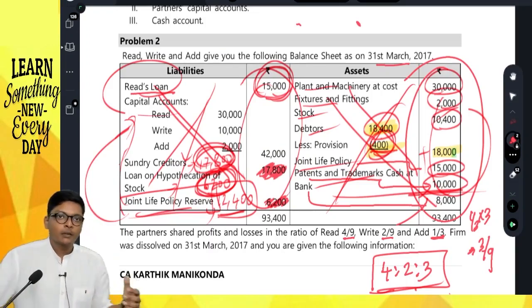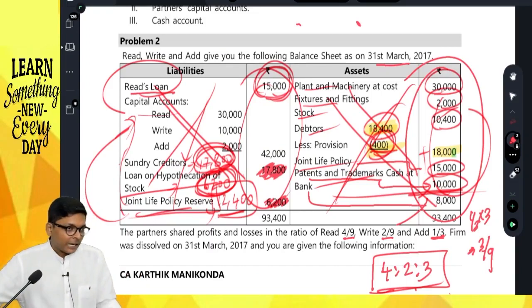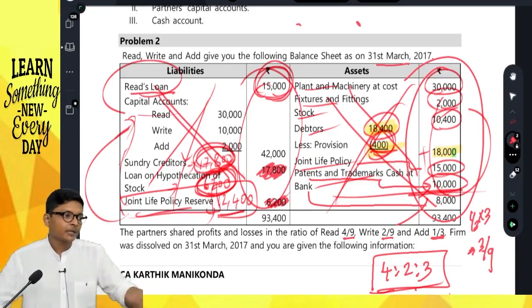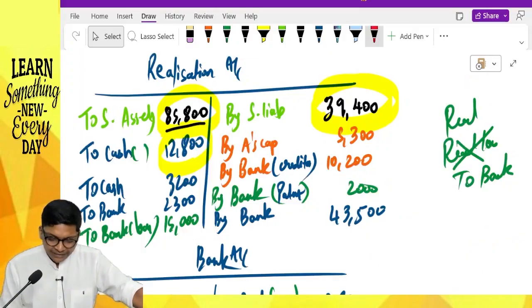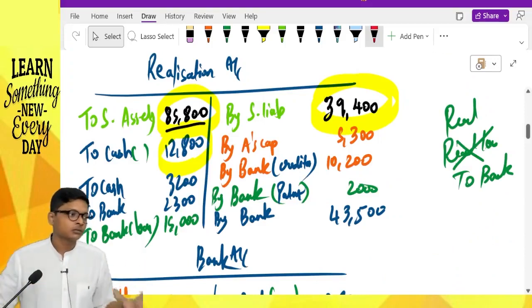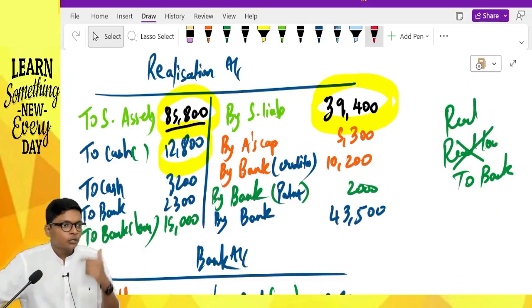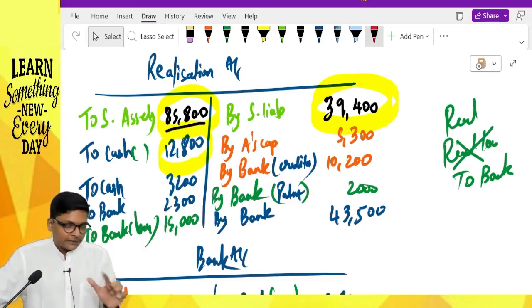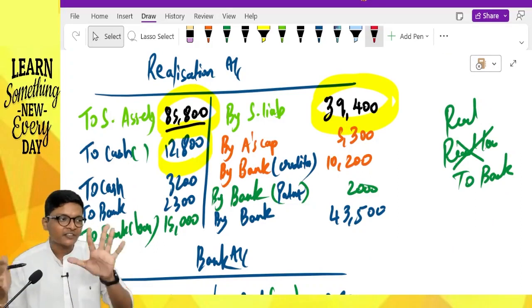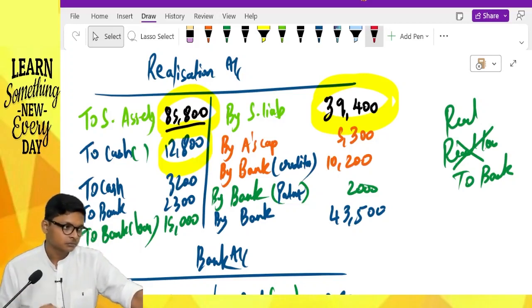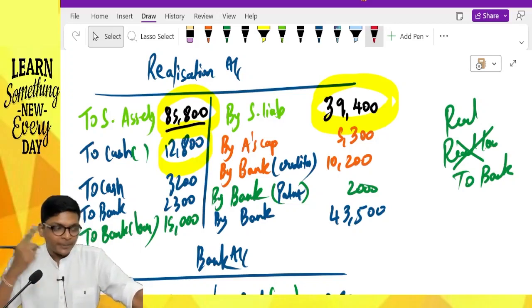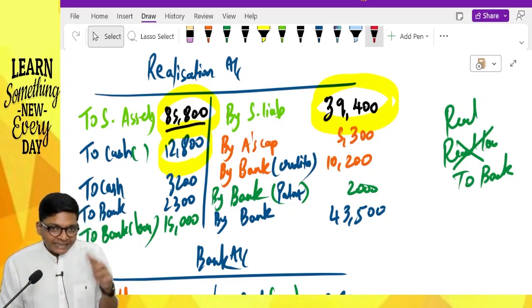No. See, because both are not the same. I need to pay the loan before I pay capital. Let's say in this case you had a lot of cash. Assume available cash is only 10,000. That 10,000 will fully go to the loan. I'll give the loan, then I will tell the deficiency of 5,000, others should bring in. So I should pay them before paying capital. That's why I'm treating it as a liability, but paying it as the last liability.